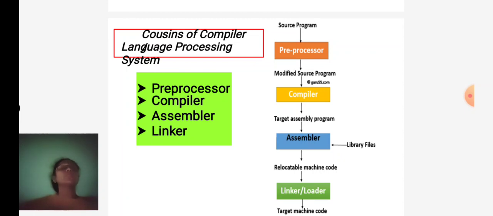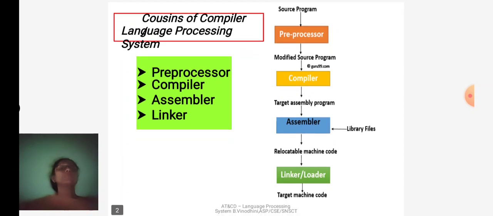For every operating system and hardware we have an assembler, so one machine's assembler is different from another machine's. The function of the assembler is to convert our assembly level language into relocatable machine level language. That is the output of the assembler. That means the assembler adds the library files to the assembly level language program and converts it into relocatable machine level language.